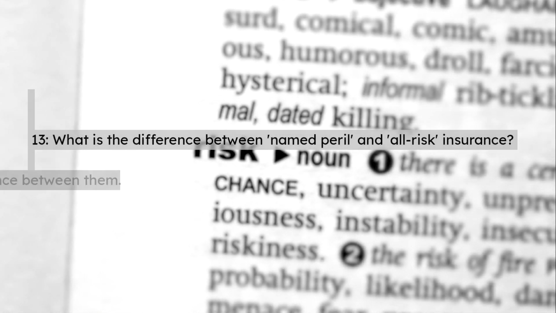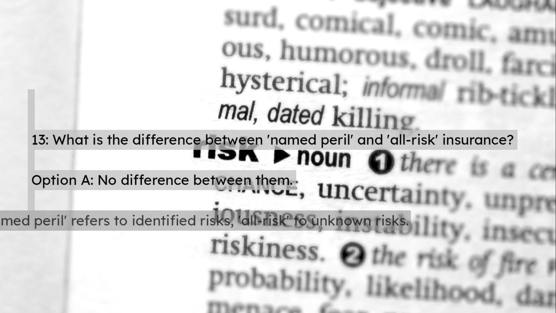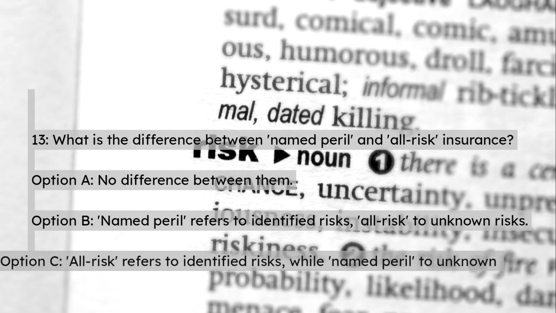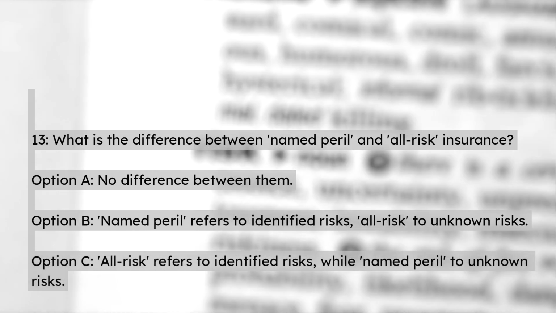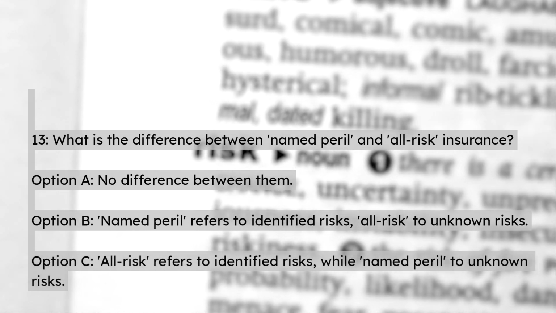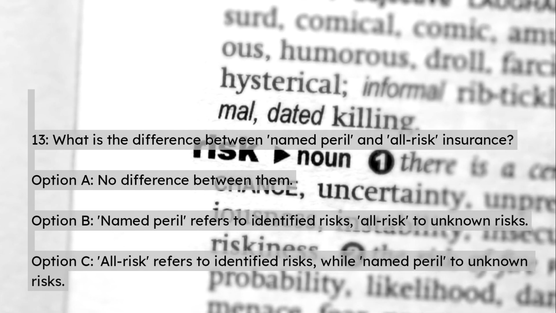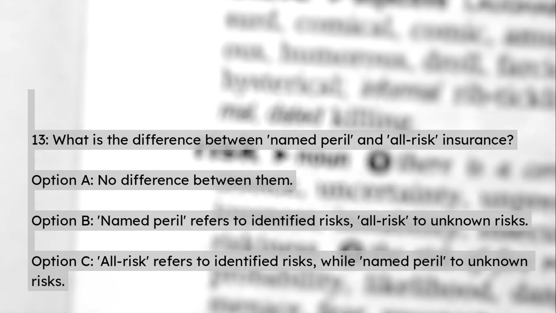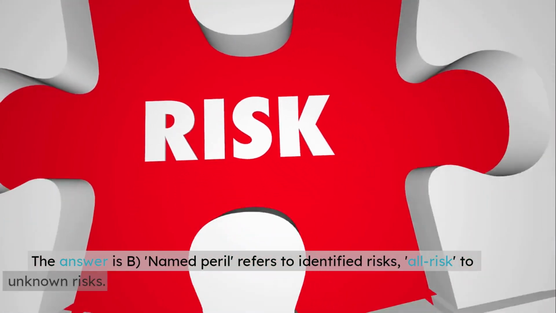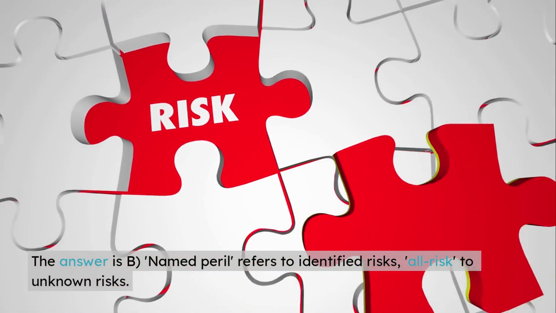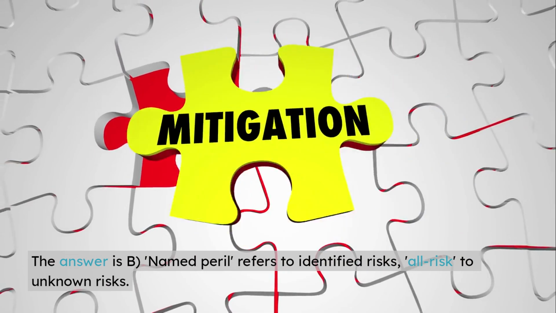13. What is the difference between named peril and all-risk insurance? Option A, no difference between them. Option B, named peril refers to identified risks, all risk to unknown risks. Option C, all risk refers to identified risks, while named peril to unknown risks. The answer is B, named peril refers to identified risks, all risk to unknown risks.